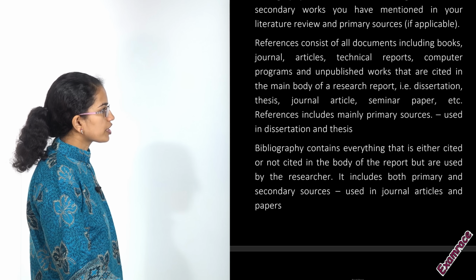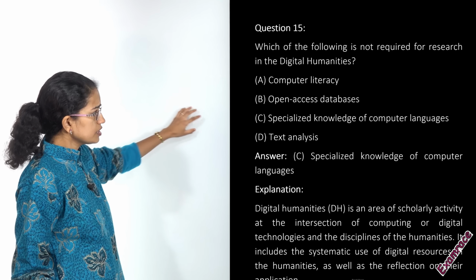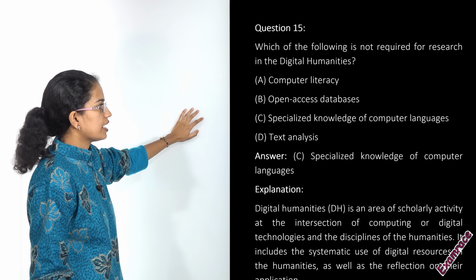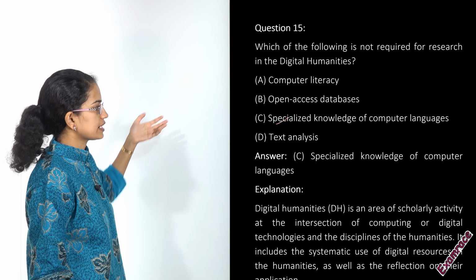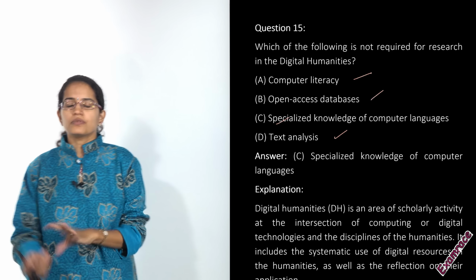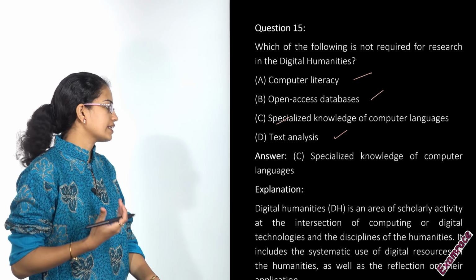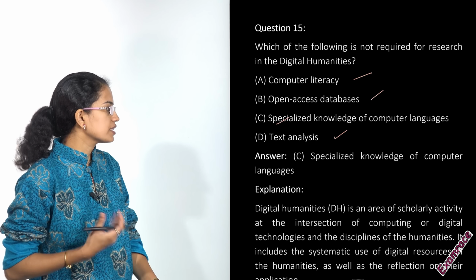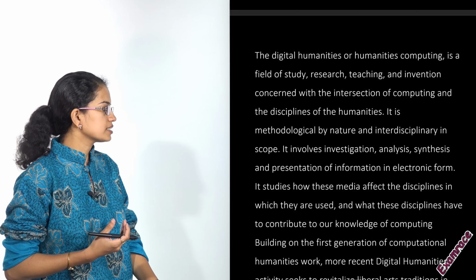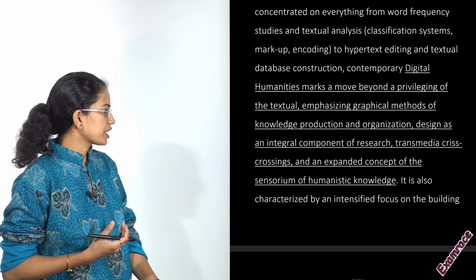The next is, which is not required for research in digital humanities? Now, special knowledge of computer languages is not required. Computer literacy, open access database and text analysis are required. So what is actually digital humanities? Digital humanities is a field where you are trying to bring in computers with your humanities. So interaction of technology with the core discipline is important, and it would lead to contextual analysis. It would talk about the graphic methods, an integral component of the research.